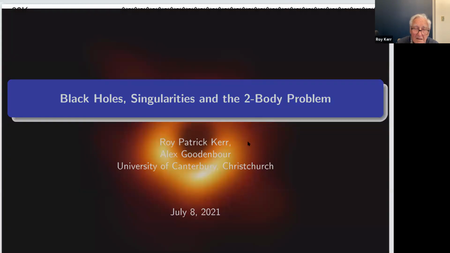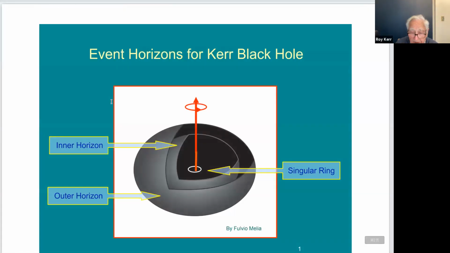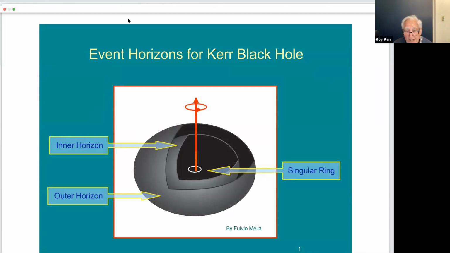It was a PDF I sent you. Ah, great. There, that's good. All right, now, here's the standard picture of the Kerr black hole with the inner and outer horizon. The region in between those two, I like to call the event shell, because it's more like a shell than a surface.